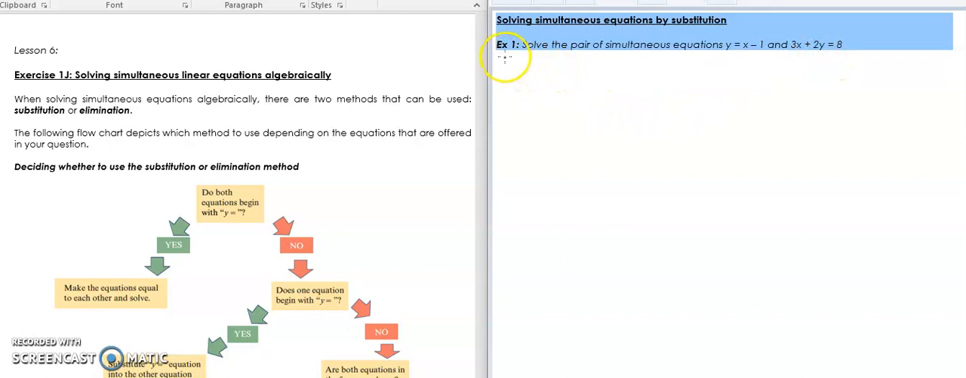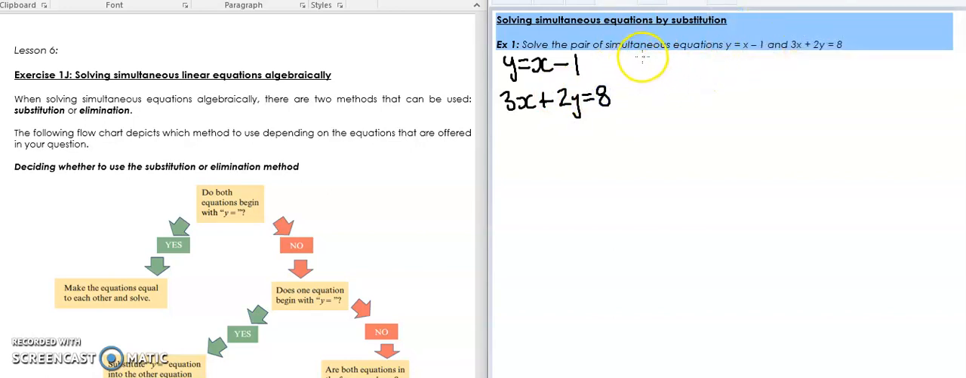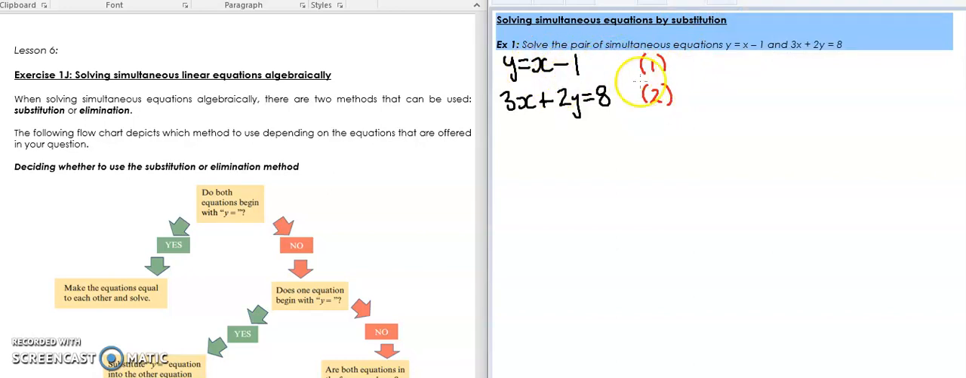Now, as habit, I always tend to write the equations one below each other. So the first one, y equals x minus 1, and the second one, 3x plus 2y is equal to 8. And then the second thing I do is, preferably in a different color, next to each one, I label them 1 and 2. The reason why I do this is because I reference each equation based on just a number, so I don't have to keep writing this out, and you'll see what I mean in a second, okay?